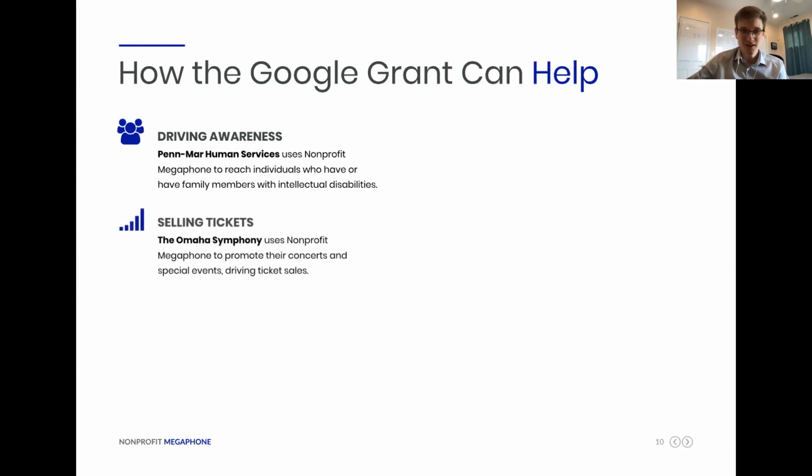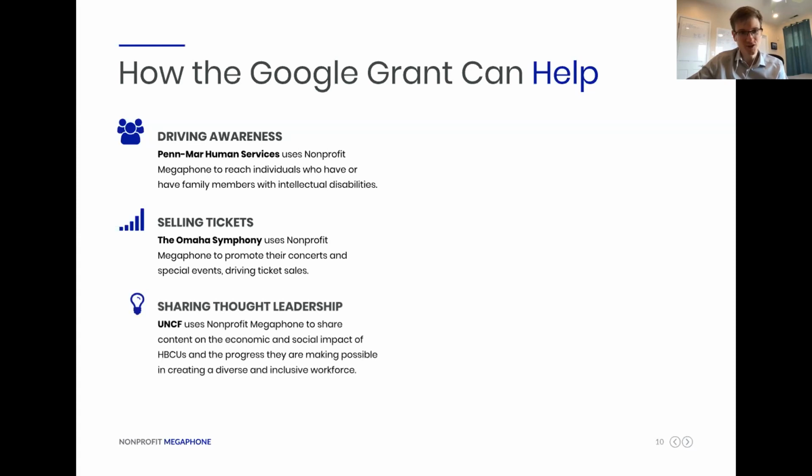Selling tickets is a great one. And this is slowly, hopefully coming back in our maybe post-COVID world. Selling tickets is a great use of the ad grant. So any symphonies, orchestras, performing arts organizations, the Google grant can be a great way to drive ticket sales. Sharing thought leadership is another. Georgia Center for Nonprofits would also have been a great example to use for this. If you have content that you've produced that's helpful to your audience, the Google grant is a great way to get more people to see that content and benefit from it.